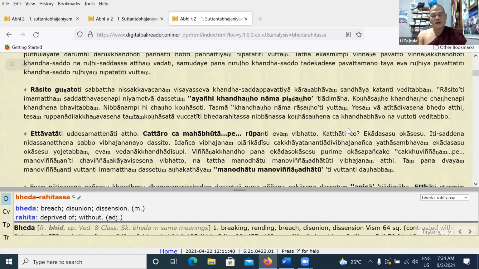Among the 18 vibhangas, why did the Buddha teach the Khandha Vibhanga first? Why did the Buddha not teach the other vibhangas first? Why did he teach the Khandha Vibhanga first? Here, the five aggregates can include all kinds of realities except Nibbana. The reason is given like that.